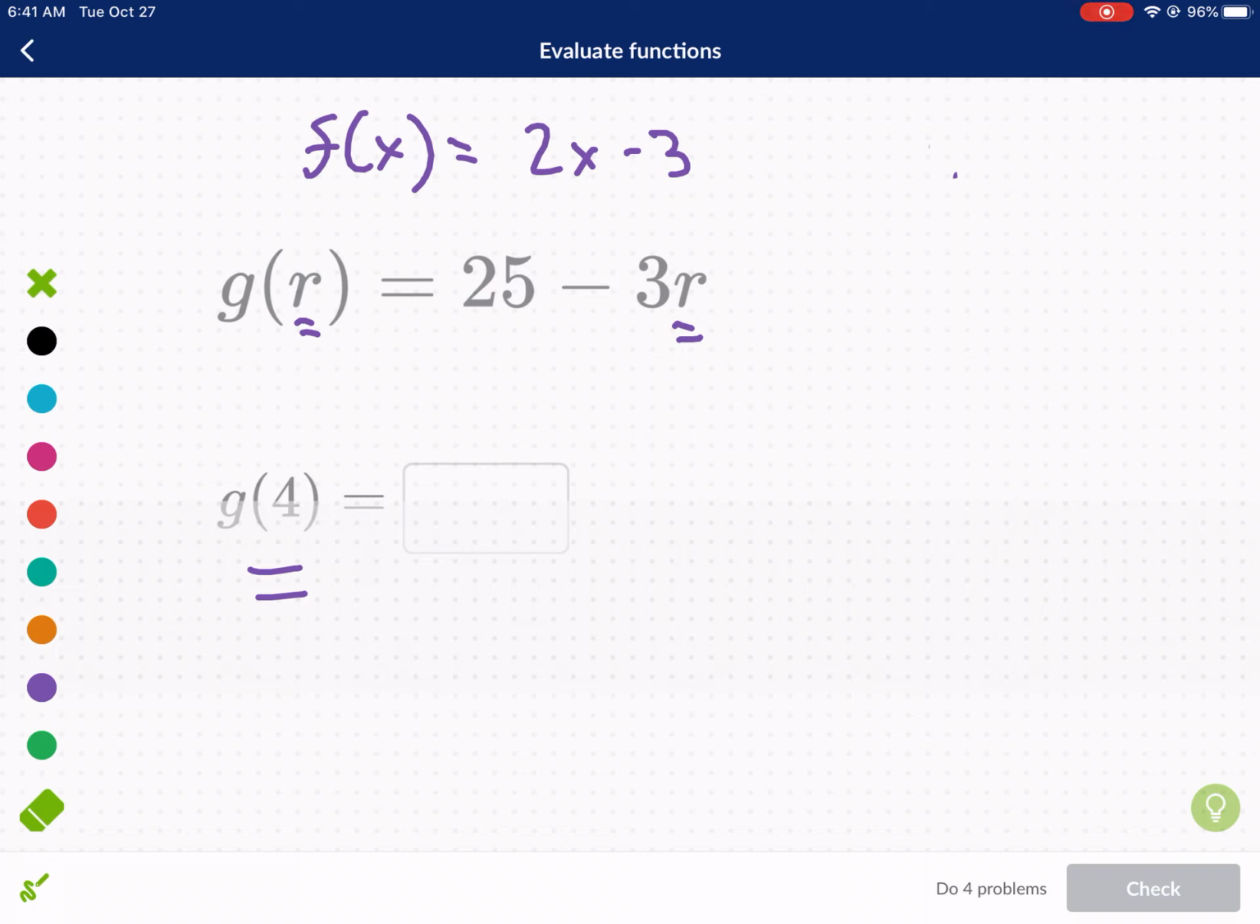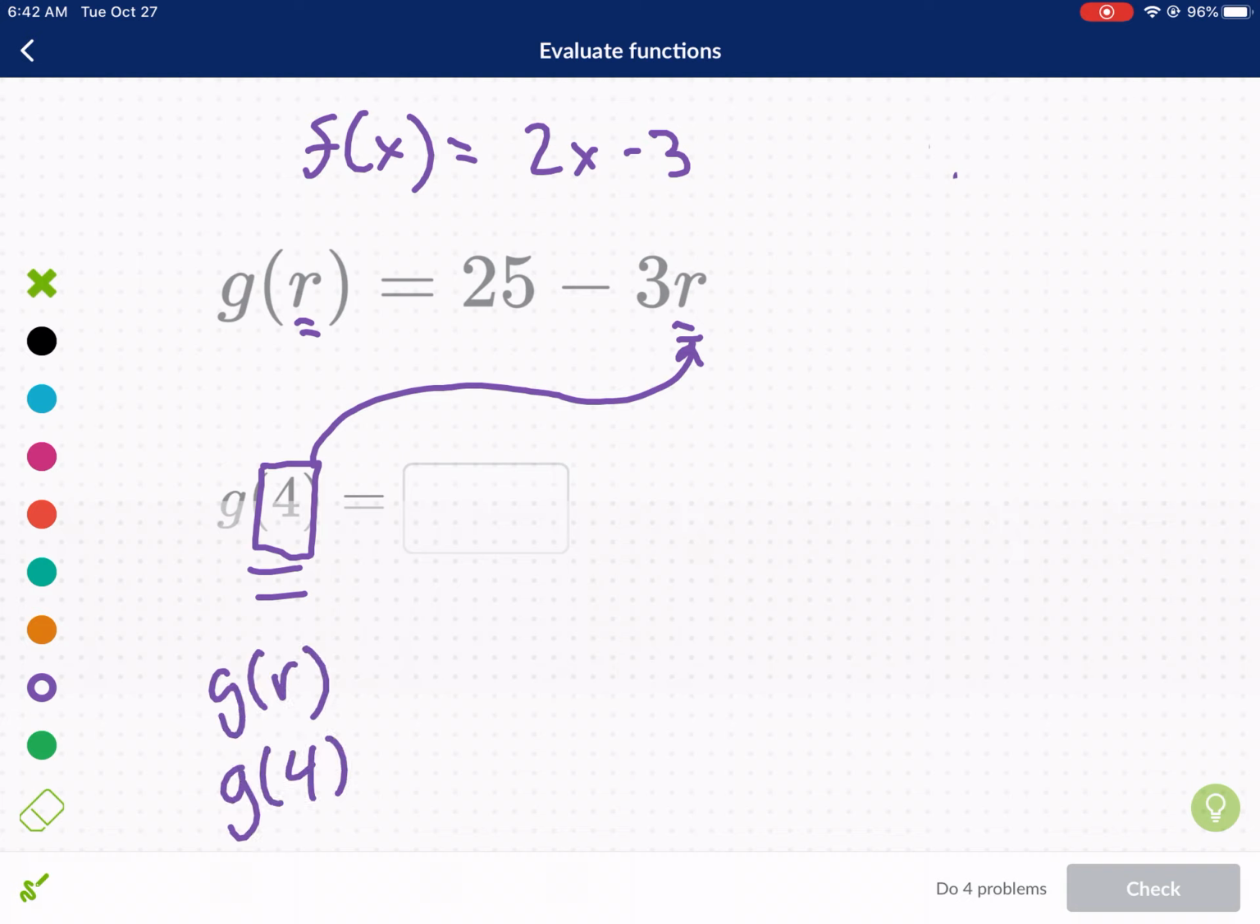Okay, so if you think about it, you're not trying to solve for both sides, add something to both sides, and solve for the variable. That's not what we're doing. We're simply substituting the variable into the given variable. So if we know the g of r, and then it turns to g of 4, we're taking that 4 and plugging it in for r right here. So we need to rewrite this equation to say 25 minus 3, and instead of multiplying by r, we're going to multiply by 4. And this is going to be equal to g of 4.